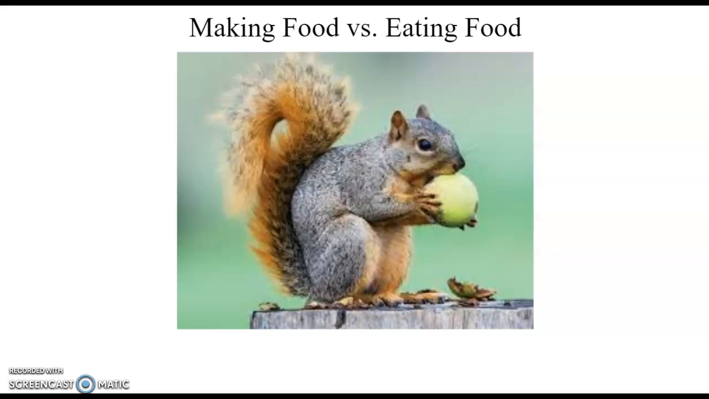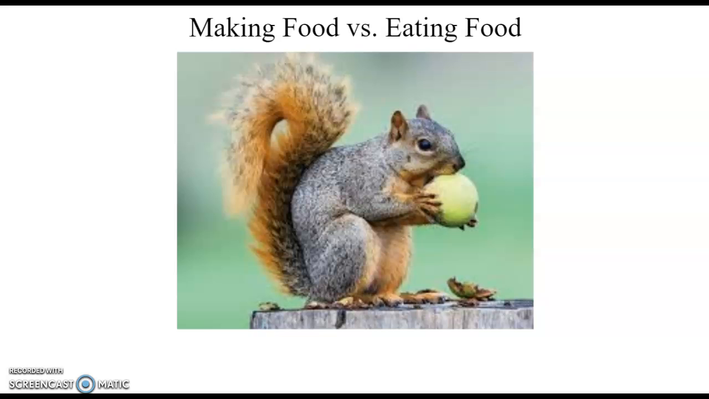So, making food versus eating food. Some organisms make their own food. Some have to take it in. So what does that relationship look like in this picture? Well, the squirrel's eating the walnut, so it is a consumer. There's a fancy name for consumer in your textbook. We'll give that a name here in a sec.